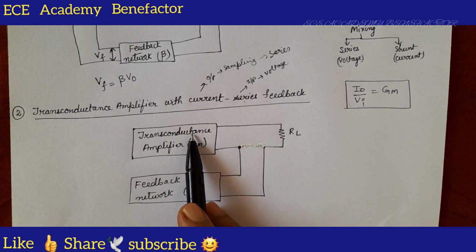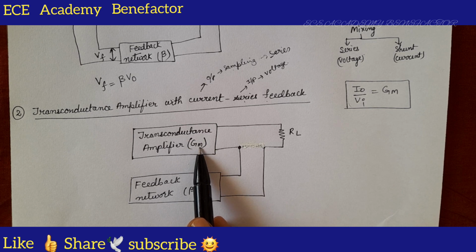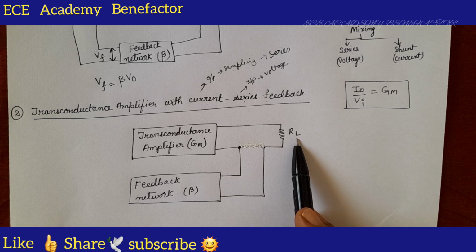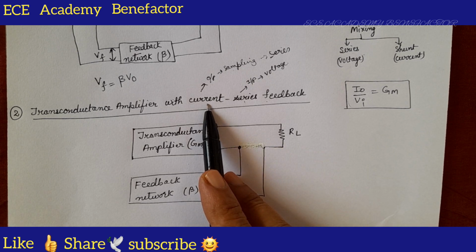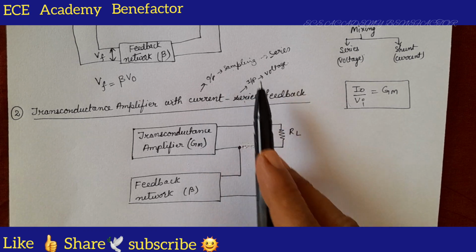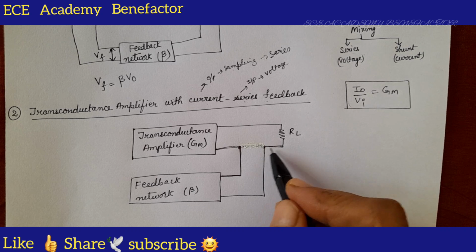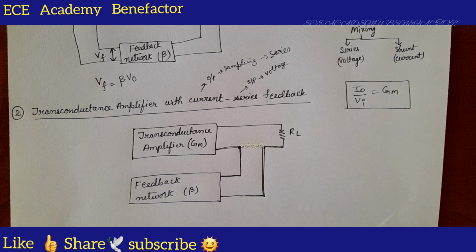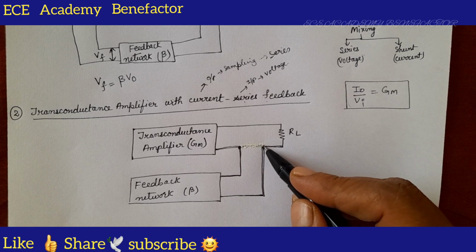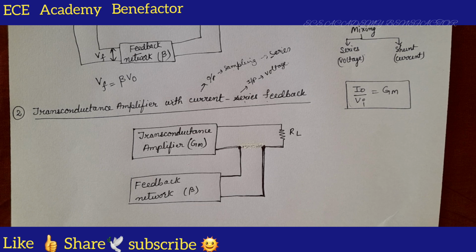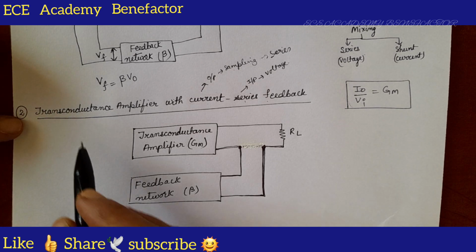So we have placed a transconductance amplifier of gain Gm, and then we have connected our feedback network of ratio beta. At the output side, we have connected a load resistor RL. The first word is current sampling. Current means series connection, so we have connected it in series like this. At the input side, we need to place a voltage source.